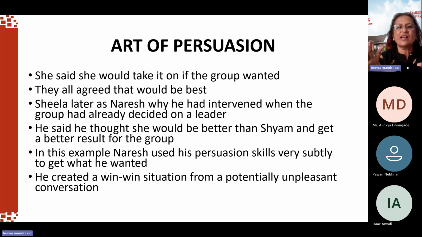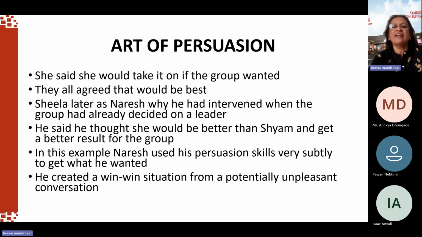Now look at this gentle art of persuasion. Everyone had decided Sham would be the leader. Suddenly Naresh came up with a small objection and a pertinent one. He said, listen, you are too busy. Will you be able to handle both responsibilities? And Sham believed that he would not. And so he said, I think it's best if Sheila became the leader.